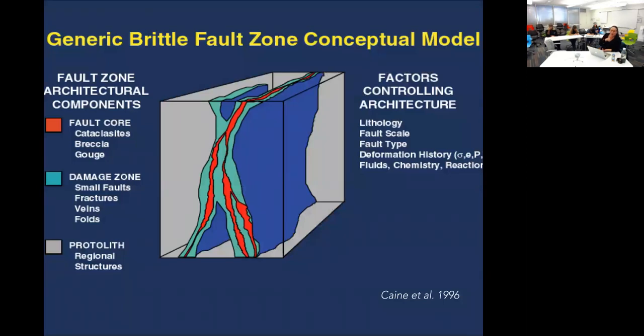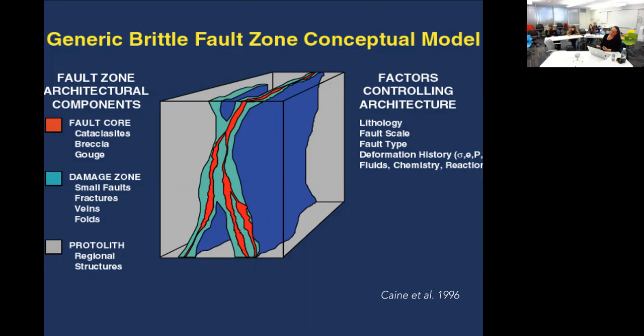So Jonathan developed this based on looking at the Dixie Valley fault and some other faults. He developed this kind of network anastomosing fault model for the architectural components of a brittle fault. So you have your fault core, which is shown in red, and that can be braided. There can be multiple strands of it that meet and intersect and separate. And those are going to be where you have your most intensely deformed fault rocks, the cataclasites, breccia, and gouge, like we talked about last week.